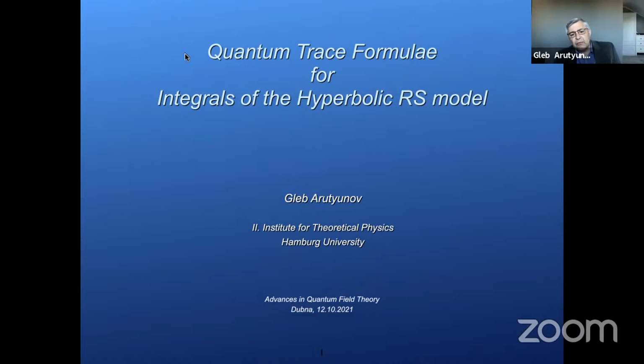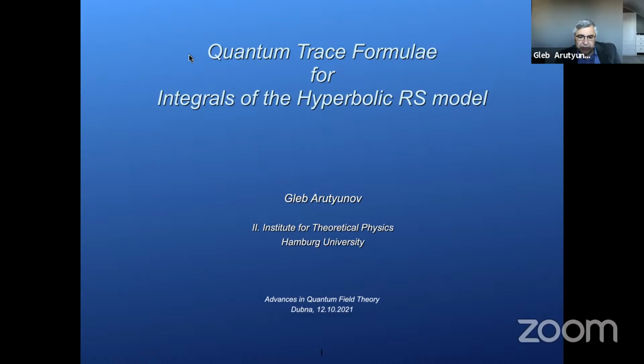And the interest of these systems is twofold. First, they do appear in various branches of mathematical physics, including quantum field theory. And second, they serve as a testing ground for new ideas and methods in the theory of integrable models. And although I will be concentrating on a particular aspect, namely quantum trace formulas for integrals of the hyperbolic Ruijsenaars-Schneider model, as will be clear from my talk, the goal is to put these models in a universal and elegant framework based on the notion of the quantum R matrix.